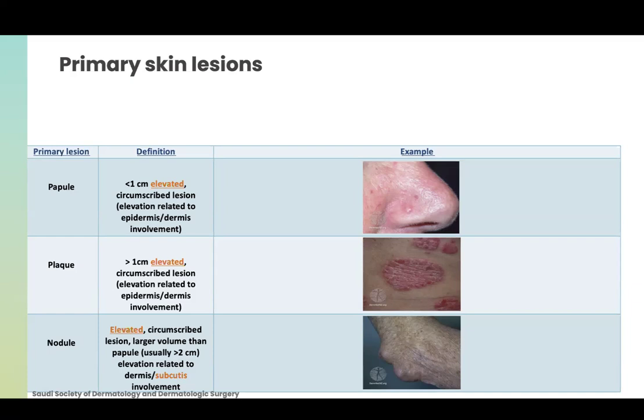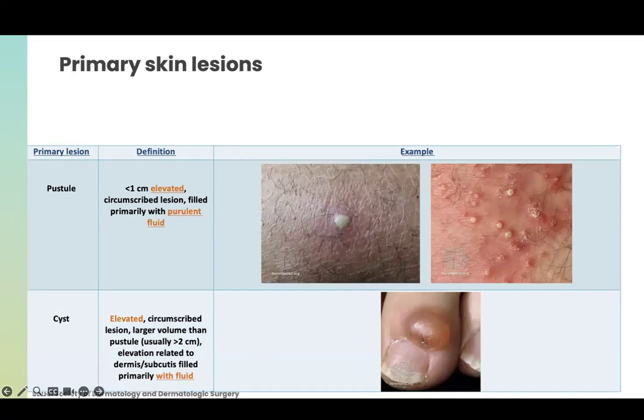Which takes us now to nodule. A nodule is a little bit similar to a papule. Then what's the difference? The size and usually the depth. It's an elevated, circumscribed lesion. However, it does have a larger volume, so usually more than 2 centimeters. And the depth: the elevation is not only because the lesion involves the epidermis and dermis, usually you also have subcutaneous involvement as well. And you can see over here, these are rheumatoid nodules. This is a fibrous papule of the nose, this is a psoriasis plaque, and these are rheumatoid nodules of the elbow. So these are your classic presentations of the lesions that we just spoke about.